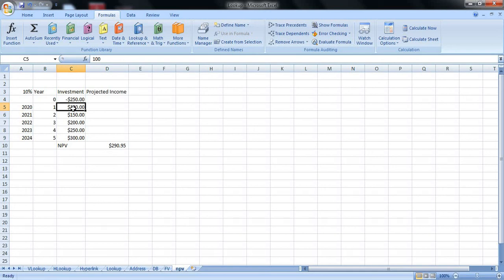NPV is used for capital budgeting and investment planning to analyze the profitability of a projected investment or project, and that is what is calculated here. With this estimated projection of inflows and with this outflow, this is the net present value after the end of the 5th year with this investment. So this is about the financial functions.